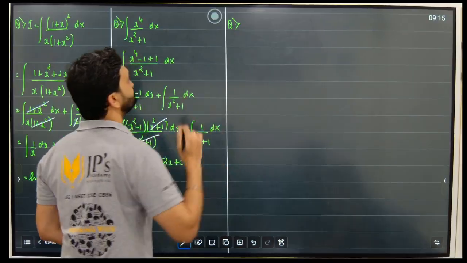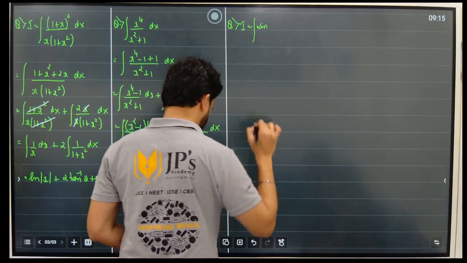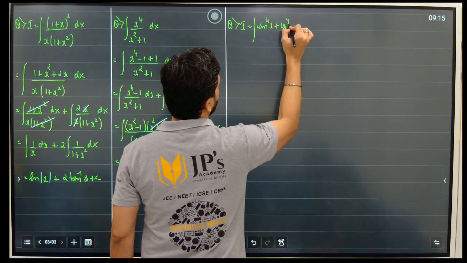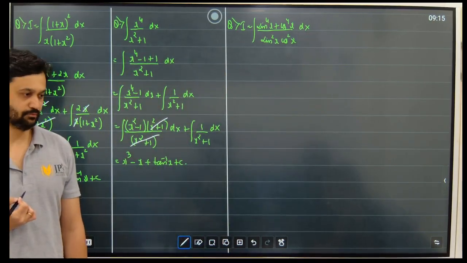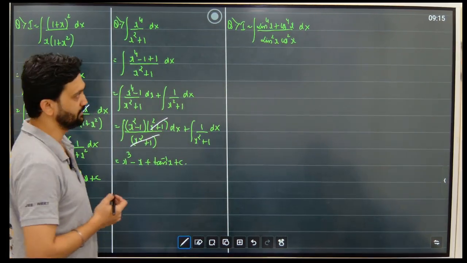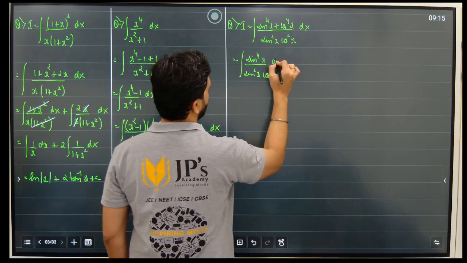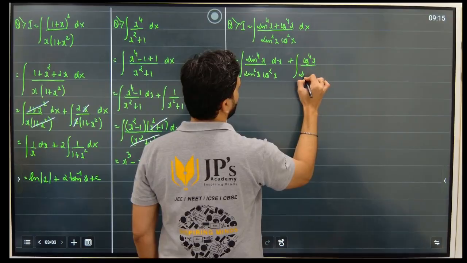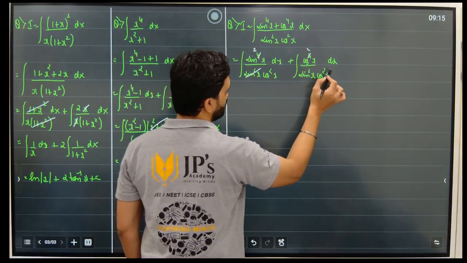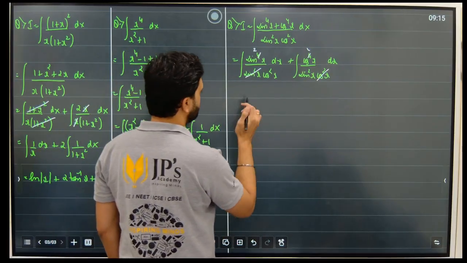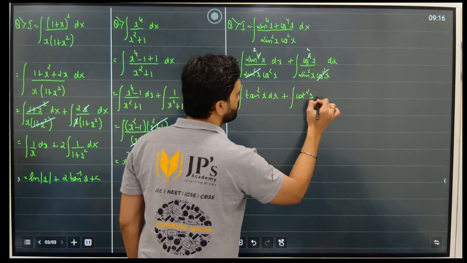Next. If my question is this, I is equal to integration of sine raised to 4x plus cos raised to 4x upon sine square x cos square x dx. I will separate it: integration sine raised to 4x upon sine square x cos square x dx plus integration cos raised to 4x upon sine square x cos square x dx. Look carefully, this will cancel, this will cancel, and this will become integration tan square x dx plus integration cot square x dx.